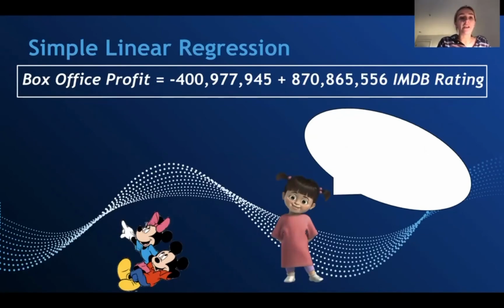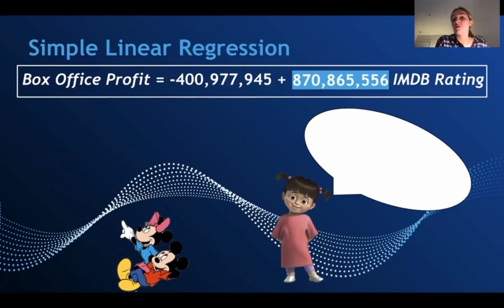So the model is shown right here at the top of the slide in this equation, but before I get into anything else, I just want to explain what some of these numbers mean in context. So this right here is the y-intercept, which is about negative $400 million. And what this represents is the box office profit when the IMDb rating is 0. Now, this doesn't make practical sense really, just given that it's very unlikely that the IMDb rating would be 0. And it's also very unlikely for a movie to make a really large negative profit such as this.